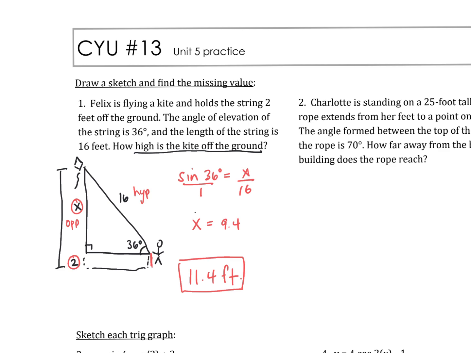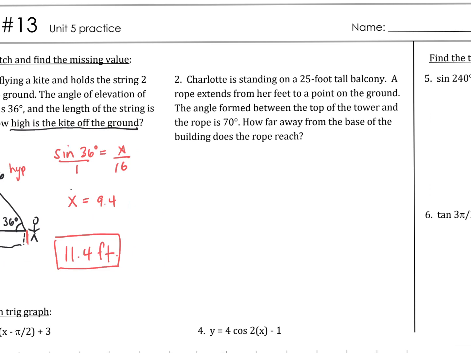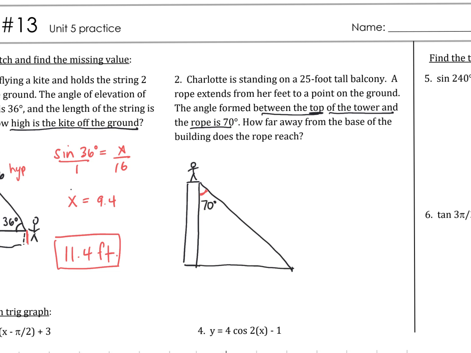For the second problem, Charlotte is standing on a 25-foot tall balcony. So she's standing on the top of our balcony here. And there is a rope that goes from her feet over here to the ground, staked into the ground. The angle formed between the top of the tower and the rope. So now we are looking up here. That's the top of the tower and the rope. That's a 70-degree angle. And the question is, how far away from the base does the rope reach? So that's this distance. And we have a 25-foot tall balcony.